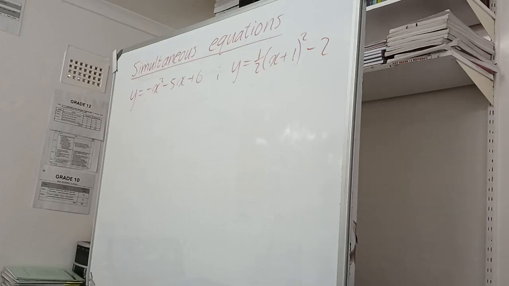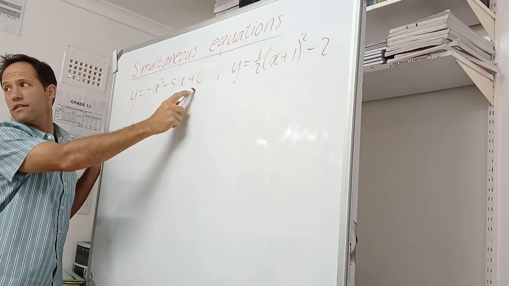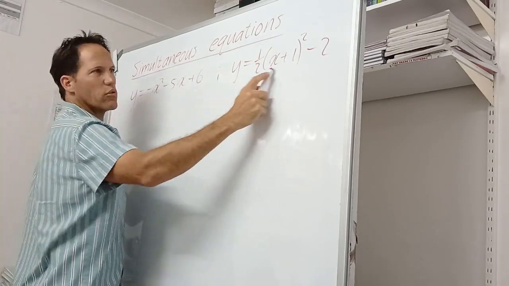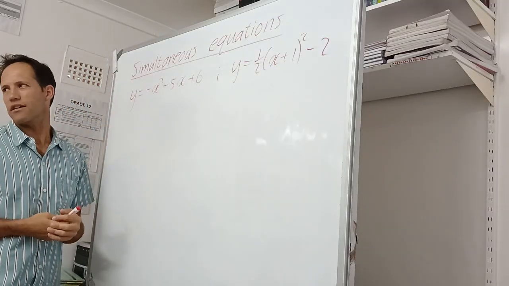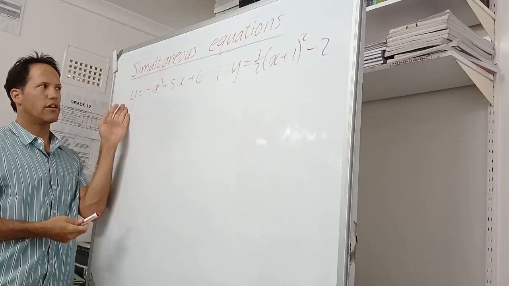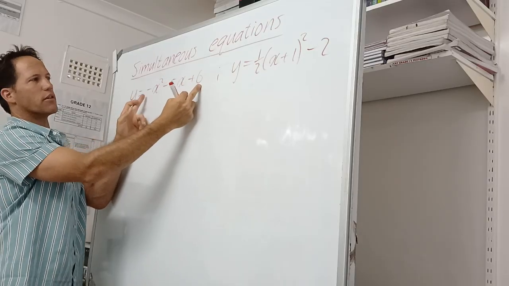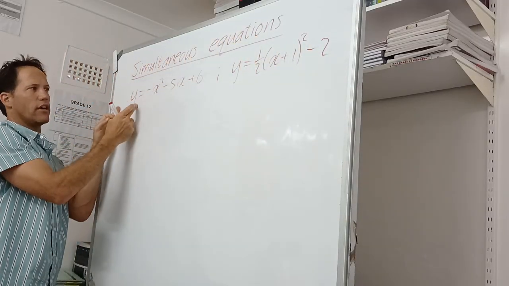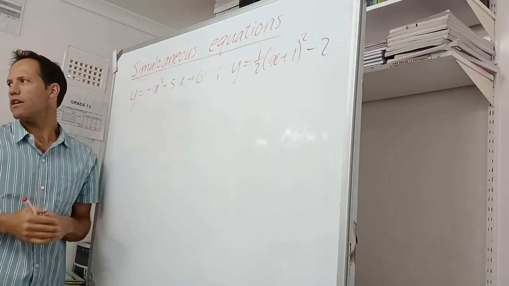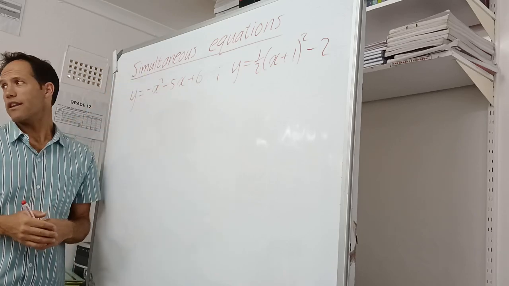Okay, so what you should see with this one is that it's already y equal to this, and it's already y equal to this. So you don't have to do anything, you can just put them equal to each other. Y is already equal to this, so I can put this in the place of y there, or I can put this one in the place of y there. Because they're both equal to y already, I can just put the two equations equal to each other.